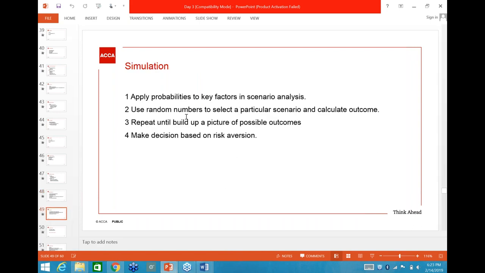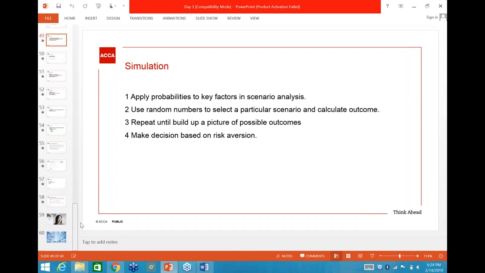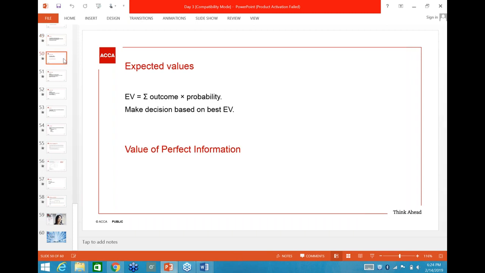So how do you do this scenario planning? Through a technique called simulation. You might have heard of Monte Carlo simulation. Apply probabilities to key factors in scenario analysis. Use random numbers to select a particular scenario and calculate the outcome. Repeat until you build up a picture of possible outcomes and make the decision based on the risk aversion. Expected values: the outcome multiplied by the probability. Make your decision based on the best expected value.